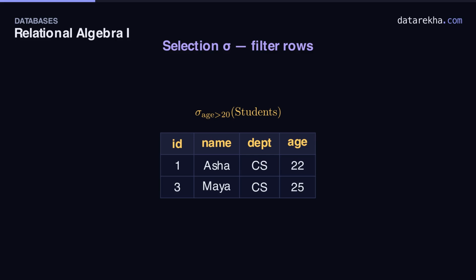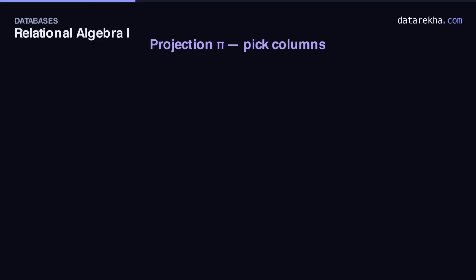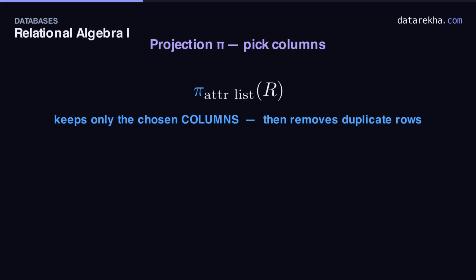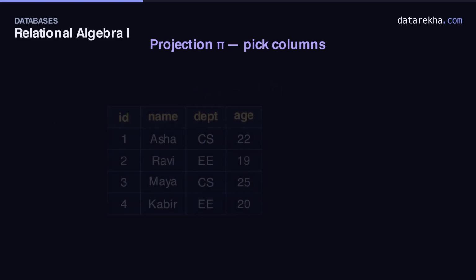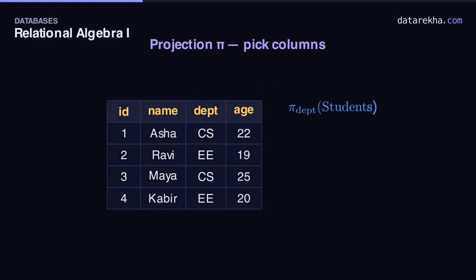The schema is unchanged. The second operator is projection, written with a Greek pi, with a list of attributes underneath, applied to R. Where selection was a horizontal filter on rows, projection is a vertical slice. It keeps only the columns you name and throws the rest away. Here's projection onto the department column alone. Pi, dept of students. First, we keep the dept column and drop ID, name, and age.